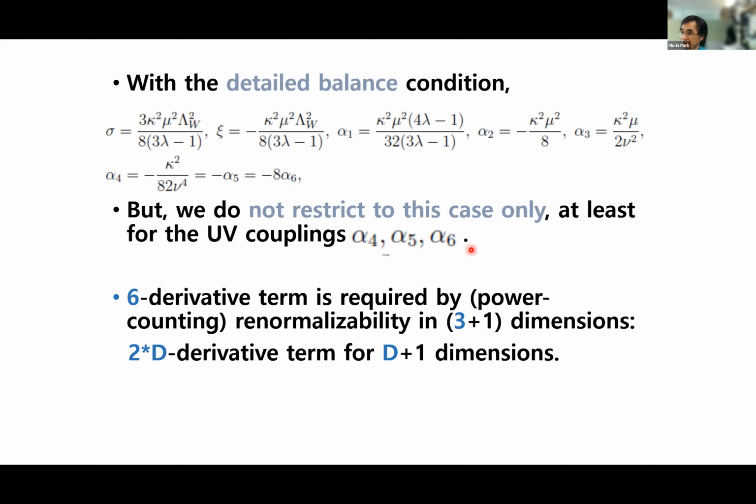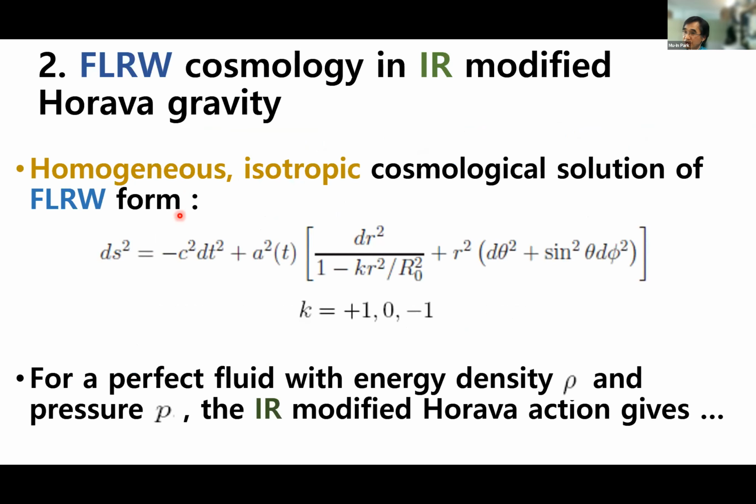Now the action is a sixth order, six derivative theory. The six derivative term is required by power-counting renormalizability in 3+1 dimensions. Generally, in 3+1 dimensions, we need 2D derivatives. So now let me consider FRW cosmology in this Horava gravity. The homogeneous isotropic cosmological solution is given by this ansatz, where for the non-flat universe kappa is introduced, covering closed, flat, and open universe cases, and R is the current universe radius.